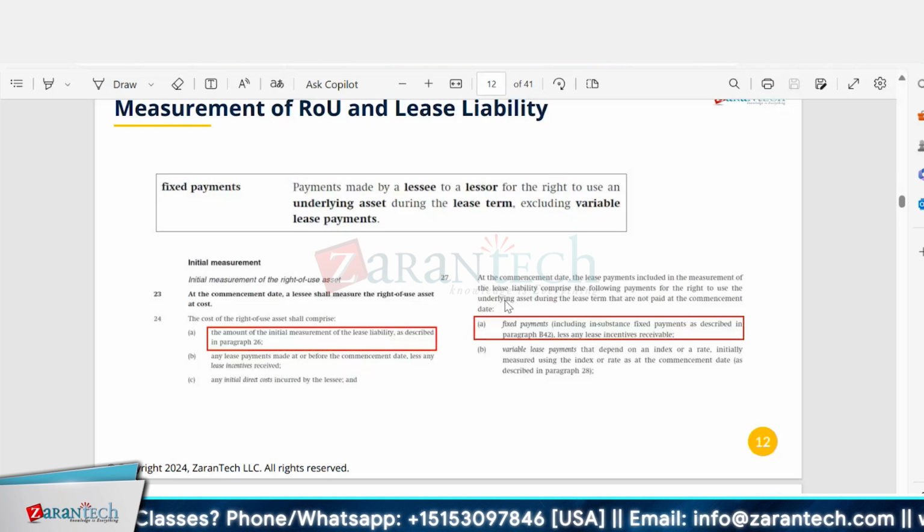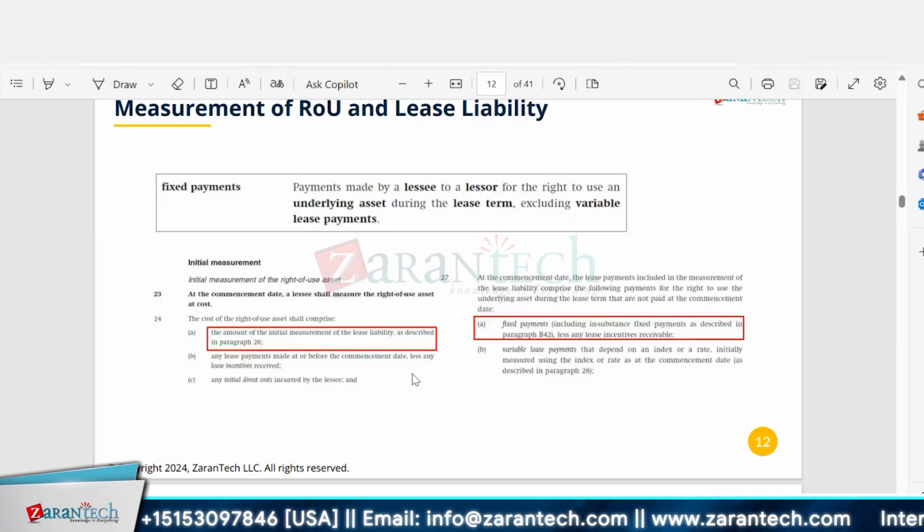At commencement date, the lease payments included in measurement of the lease liability comprise the following payments for the right to use the underlying asset during the lease term that are not paid at the commencement: fixed payments, including in-substance fixed payments as described in paragraph B42.